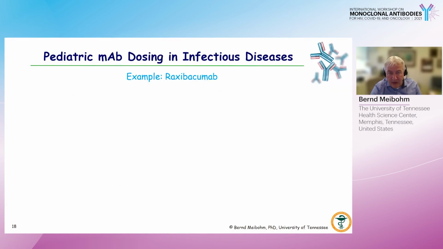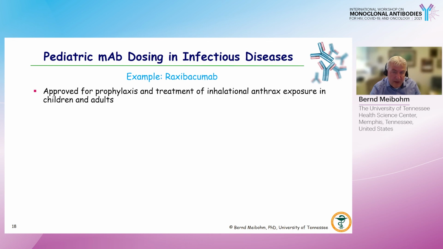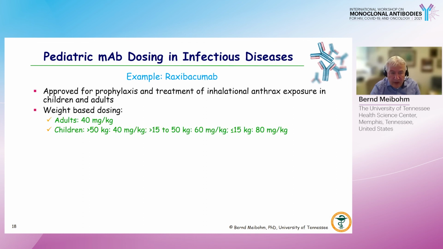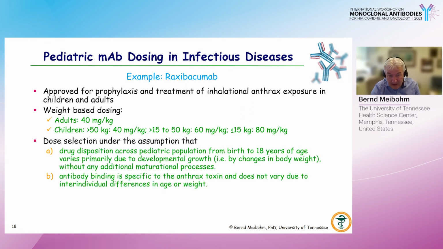An example for that is raxibacumab. Raxibacumab is a monoclonal antibody used for the prophylaxis and treatment of inhalational anthrax exposure in children and adults. The dosing is weight-based in adults, 40 milligram per kilogram, and then in children, 3 different strata based on body weight. Now, dose selection was established here under the assumptions that drug disposition across pediatric populations from birth to 18 years of age was primarily due to developmental growth without any additional maturational processes. And then antibody binding is specific to the anthrax toxin and does not vary due to inter-individual differences in age and weight.